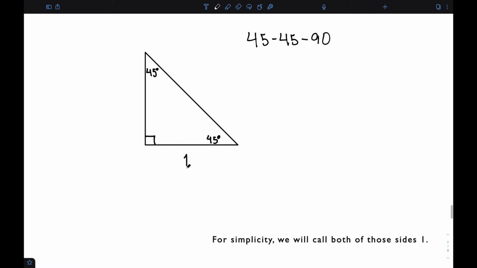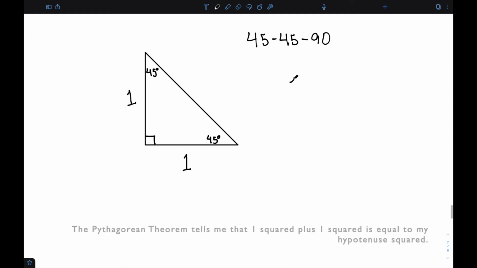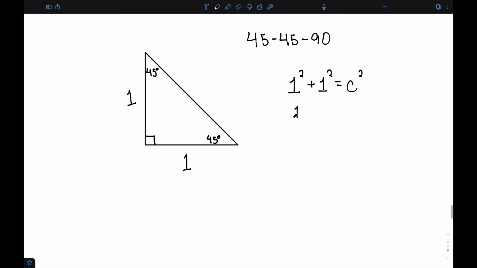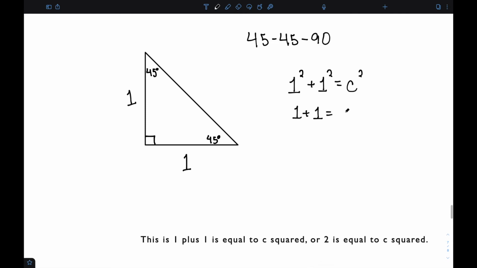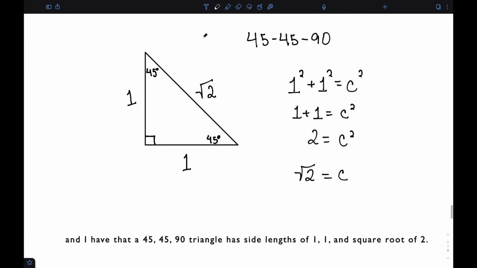And for simplicity, we'll call both of those sides 1. Since these are opposite the congruent angles, the sides will be congruent. The Pythagorean theorem tells me that 1 squared plus 1 squared is equal to my hypotenuse squared. This is 1 plus 1 is equal to c squared, or 2 is equal to c squared. Therefore, c is equal to the square root of 2, and I have that a 45, 45, 90 degree triangle has the side lengths of 1, 1, square root of 2.